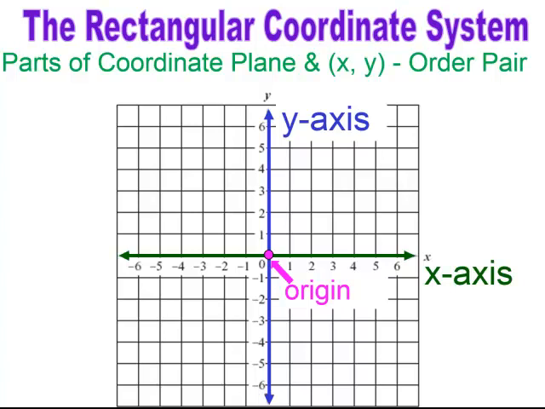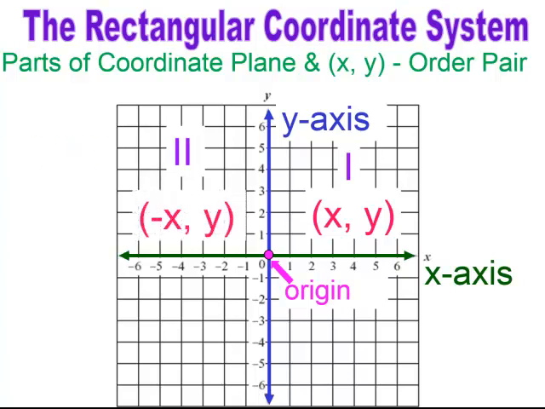Now, the coordinate plane is broken down into quadrants. In our first quadrant, the x value and y value are positive. If you notice the x-axis, the values are positive, and on the y-axis, when you go up, the values are positive. So in the first quadrant, my x's and y's are positive values.